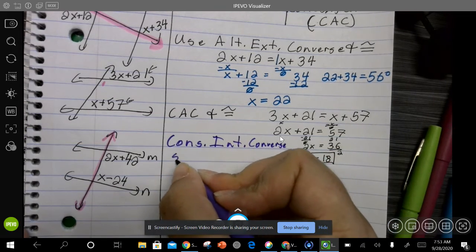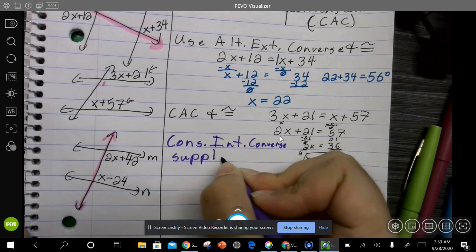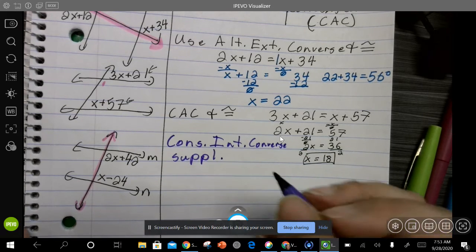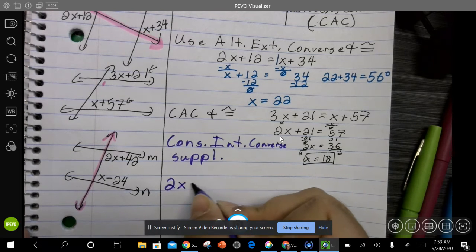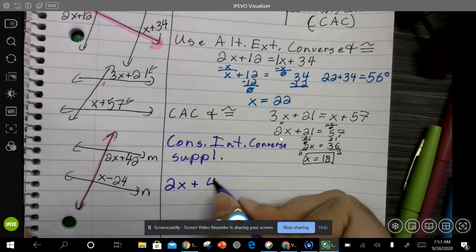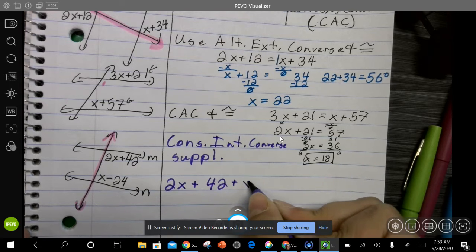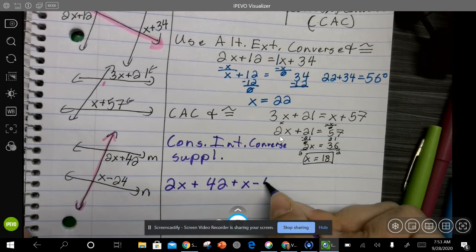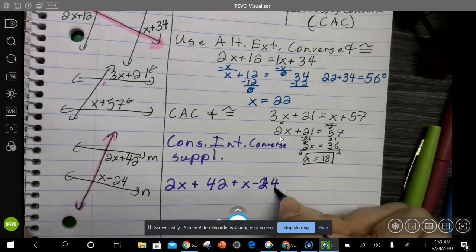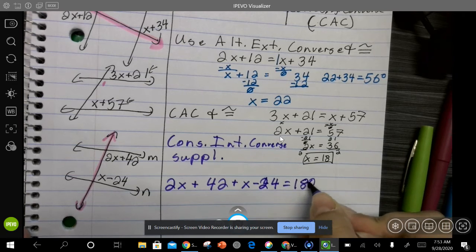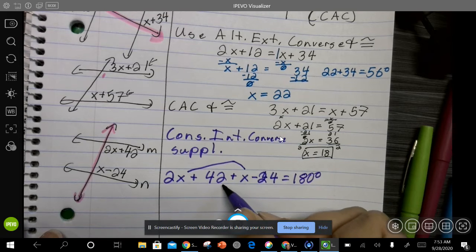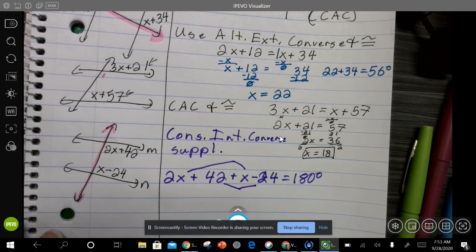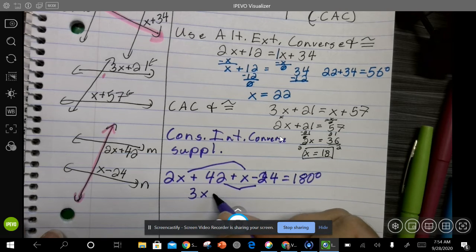Okay, they are supplementary. That's how they're related. So we're going to set that equal to 180. So 2x plus 42 plus x minus 24 is equal to 180. We're going to combine like terms. We're going to add our x's, and 42 minus 24. So we're going to get 3x.